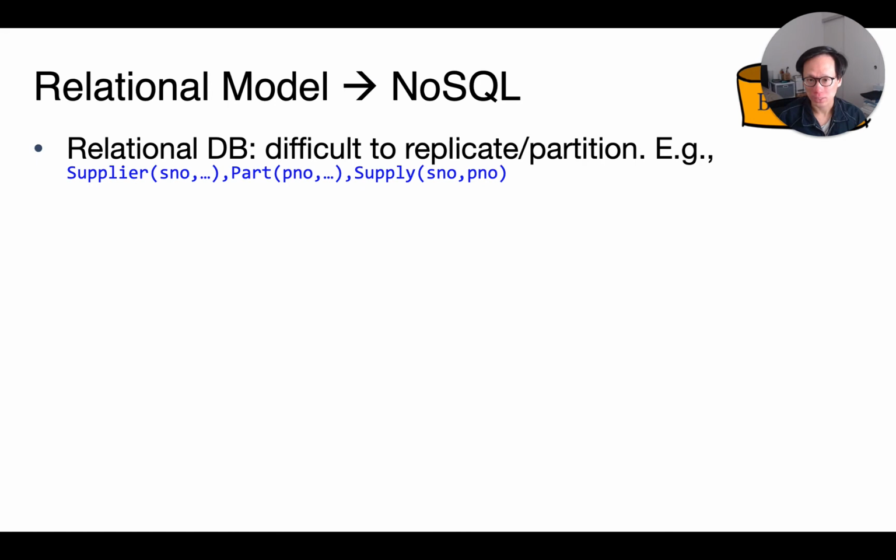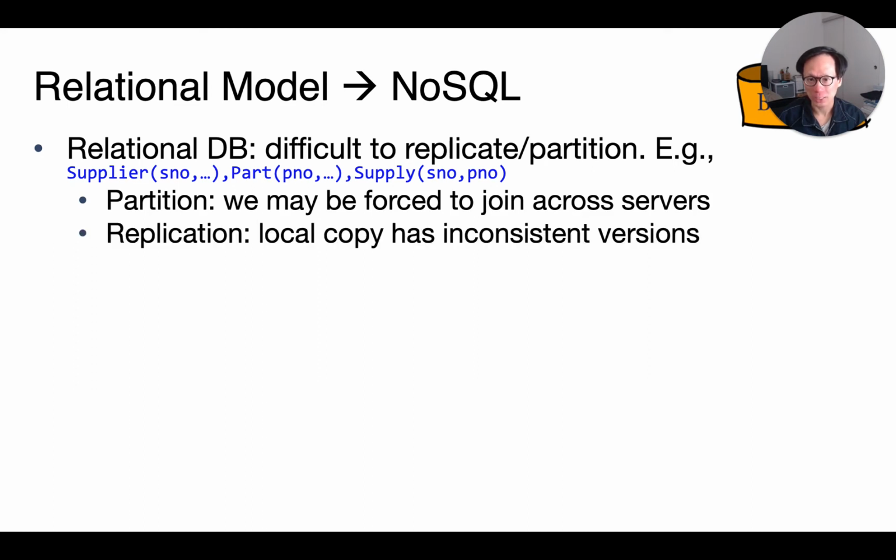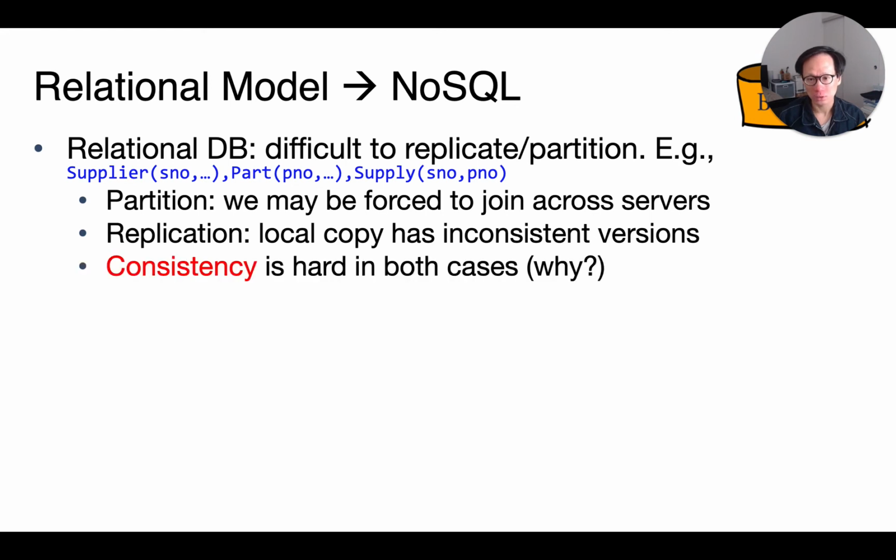Now that we understand why it is difficult to scale relational databases: in the case of partitioning, we might need to join data across multiple servers, and we need to deal with concurrent writes to them from other transactions. And in the case of replication, we might need to handle inconsistent data in case it has not been updated yet from other machines. So again, consistency is hard in both of these cases.